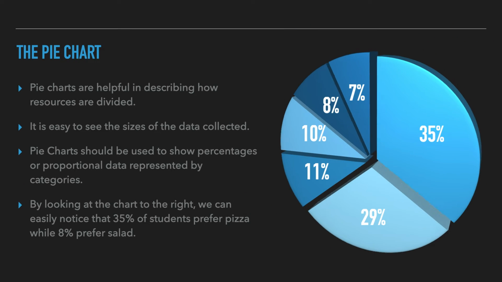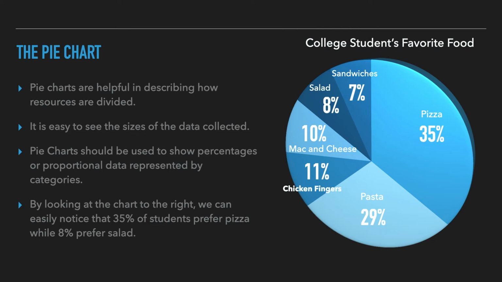The pie chart. Pie charts are helpful in describing how resources are divided. It is easy to see the sizes of data collected. Pie charts should be used to show percentages or proportional data represented by categories. By looking at the chart to the right, we can easily notice that 35% of students prefer pizza, while 8% prefer salad.